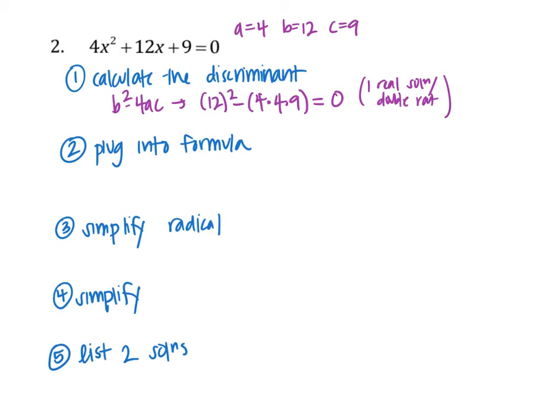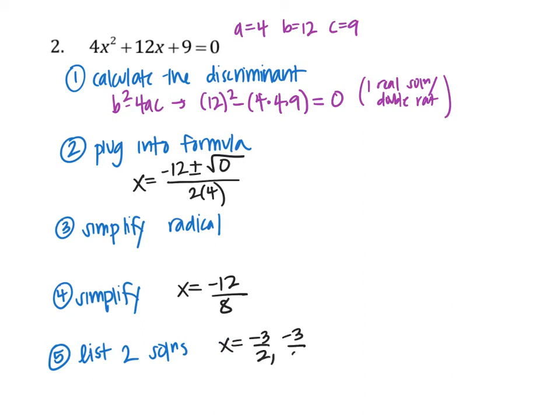Okay, so let's find that. Here we go. Plug into the formula. X equals the opposite of b plus or minus the square root of 0 all over 2a. Simplifying the radical, that's just 0, right? So we don't have to do anything there. I'm going to skip that step, and we're going to get x equals negative 12 over 8. Now we know it's a double root, and so when I say list two solutions, that means we're just going to list them twice. So I'm going to reduce the fraction.